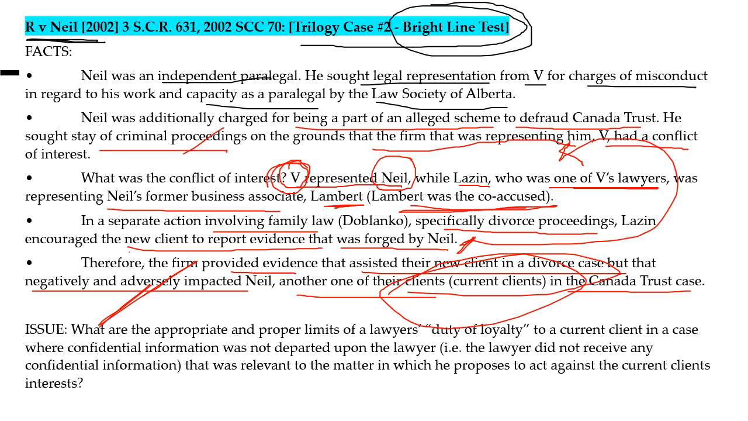So the issue was, what are the proper limits of a lawyer's duty of loyalty to a current client in a case where confidential information was not imparted to the lawyer that was relevant to the matter in which he proposes to act against the current client's interest.